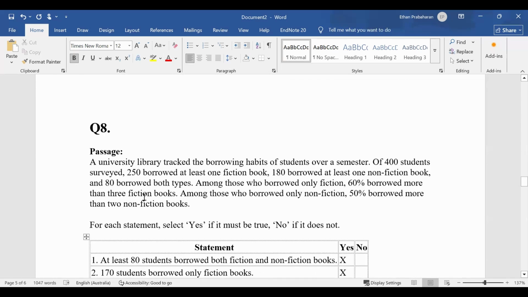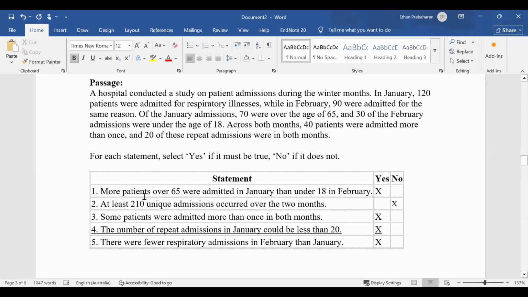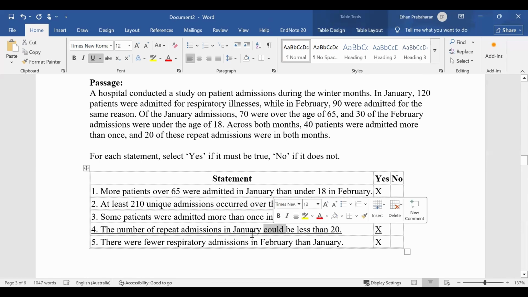All right, let's bounce back to the one that I was stuck on earlier. So if 20 were repeat admissions in both months, that makes me think they presented in January twice and February twice. So then it's probably no, but let's just see what the answer says.